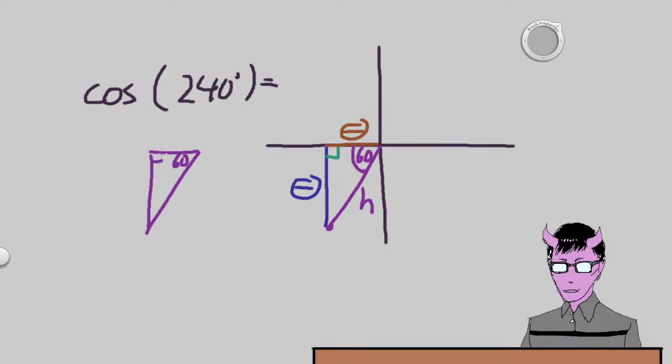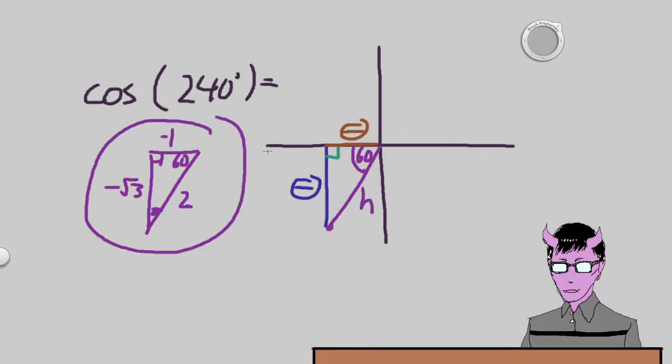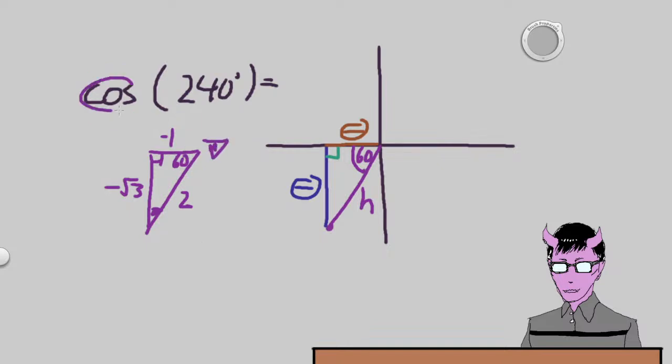What are the ratios for a 30, 60, 90? Well, 1 to 2 to root 3. Let's reconcile these ones with our signages we've just determined. So this is negative and that's negative. We now have our reference triangle completed. Let's take the cosine of this reference angle here. What is cosine? Adjacent over hypotenuse.